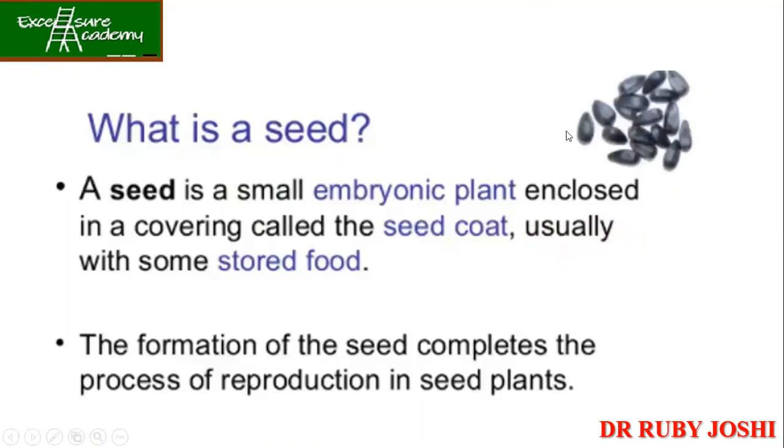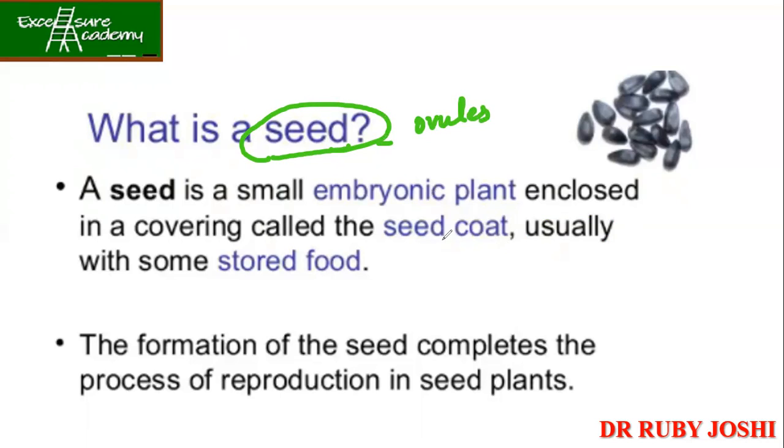You know that the seed is formed from which part of the female? From where are the seeds formed after fertilization? Is it from the stigma, style, ovary, ovules? So it is formed from the ovules.